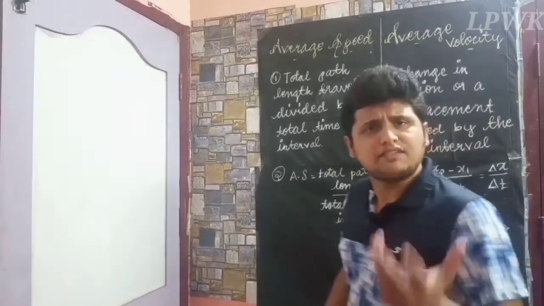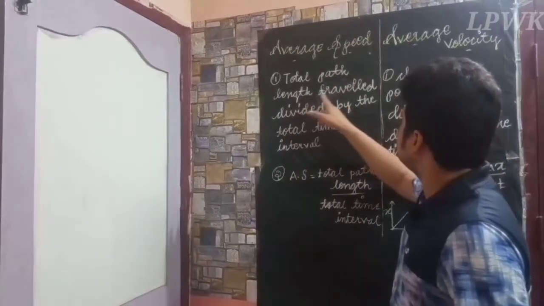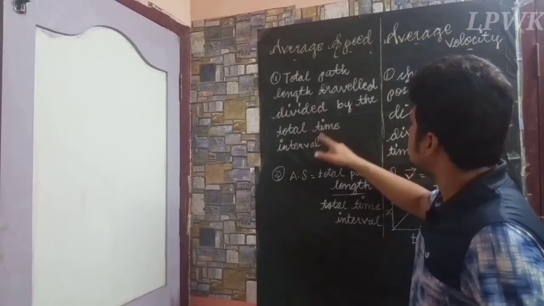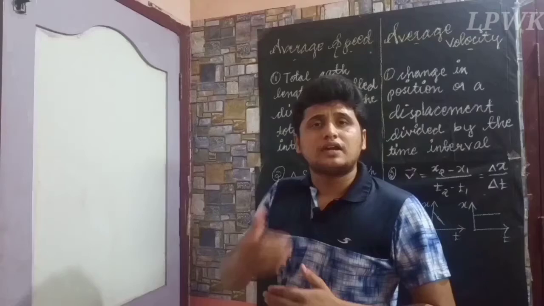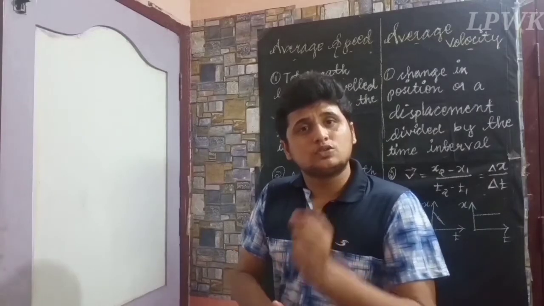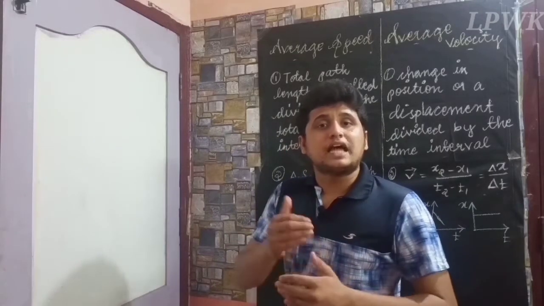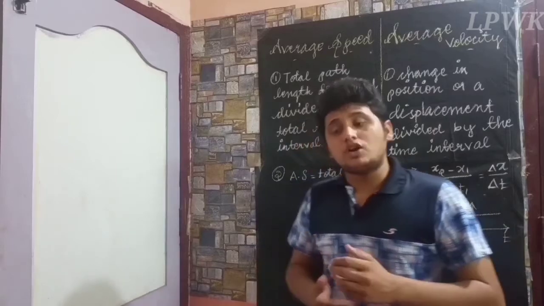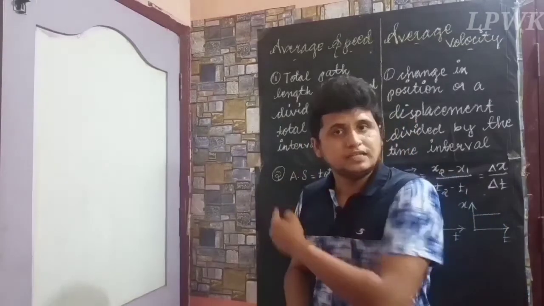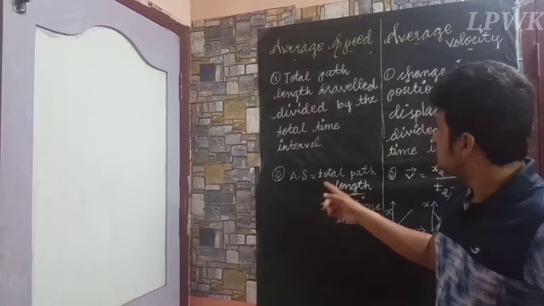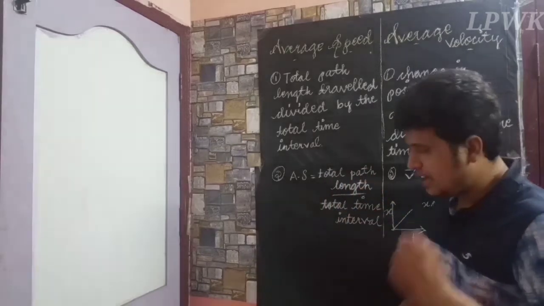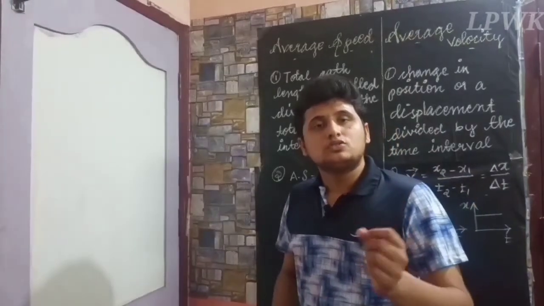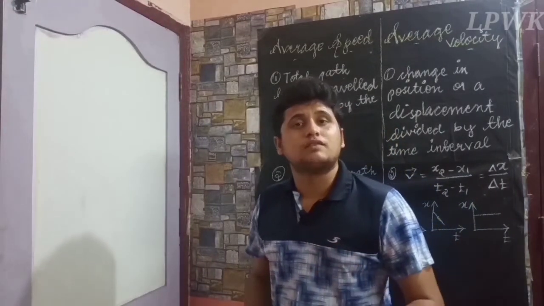Then what is meant by average speed? It is the total path length traveled divided by the total time interval. The total path length which you have traveled with respect to the total time interval is the average speed. And what is the formula for average speed? Average speed is equal to total path length by total time interval.